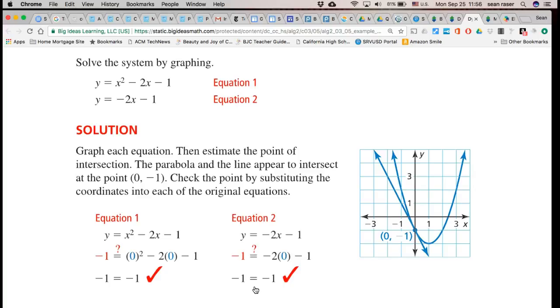Now again, what I went through here were the steps, as a reminder, on how to graph parabolas and how to graph your linear equations. In the next two videos, I'm going to show you substitution and elimination. But this first one is just how to solve by graphing.